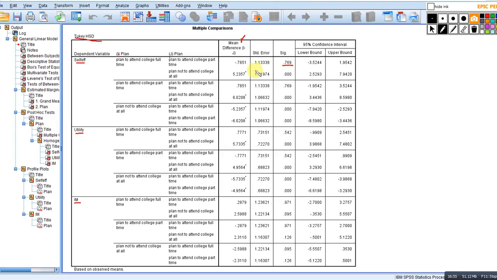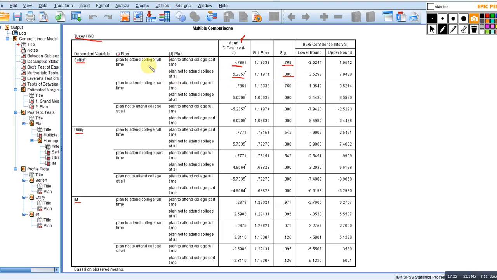So basically this difference is attributed to sampling error. When we compare those who plan to attend college full-time and those who plan not to attend college at all, you can see that those who plan to attend college full-time scored about 5.2 points higher on average on academic self-efficacy than those who plan not to attend college full-time, or at all, excuse me. And this difference was significant. So we have a significant difference between this group and this group.